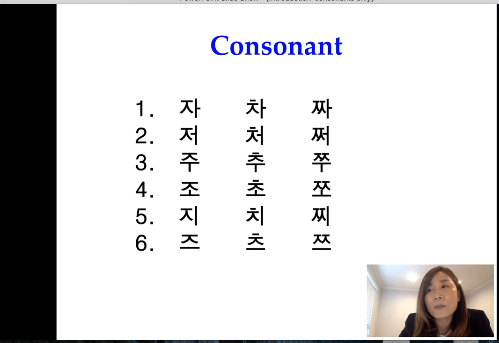Please practice the following syllables with me. Please repeat after me. Number one, cha, cha, cha. Number two, cha, cha, cha. Number three, chu, chu, chu. Number four, cho, cho, cho. Number five, chi, chi, chi. Number six, chu, chu, chu.